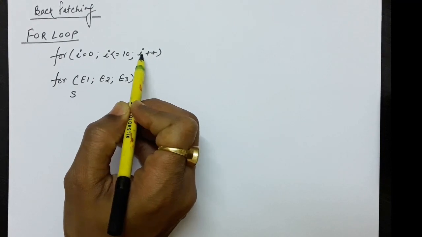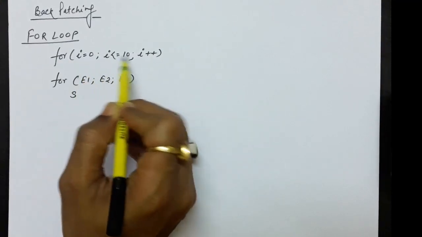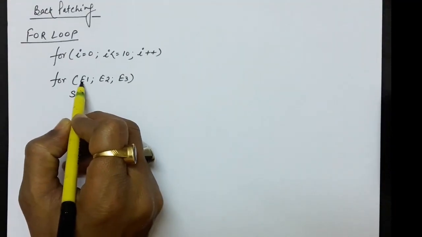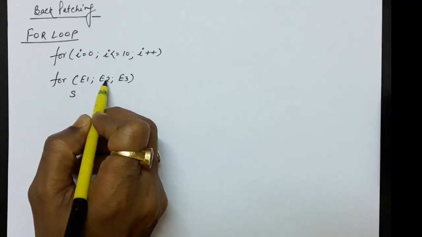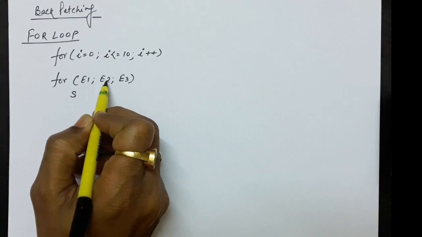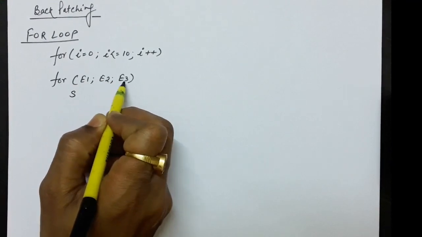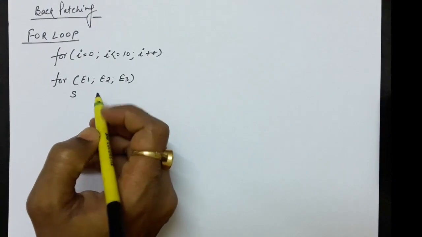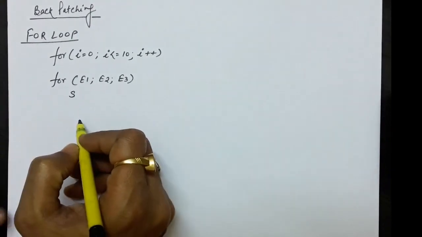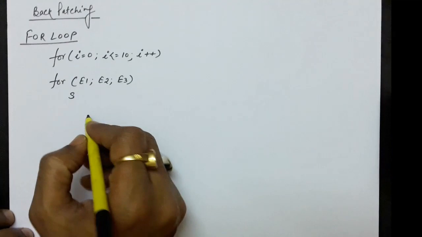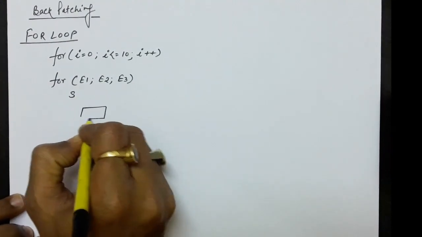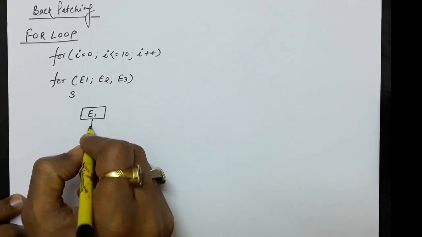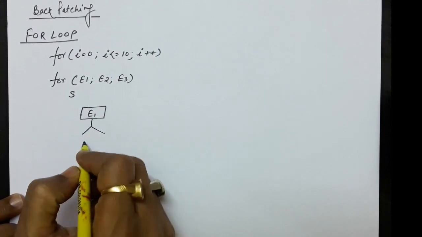the decrement part. Now, if we consider that it has a general form like for e1, where e1 is representing the initialization, then e2, where e2 is representing the condition check, and e3, the part of the increment or the decrement, the flowchart of this actually could be like, first the e1 statement executes, and after the execution of the e1 statement, there is a condition check.